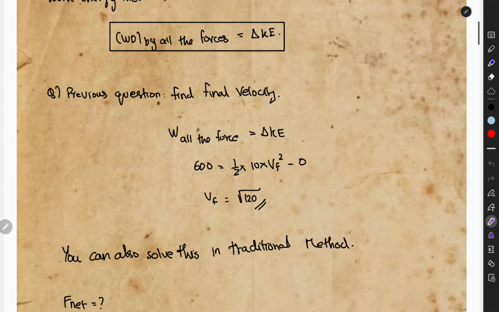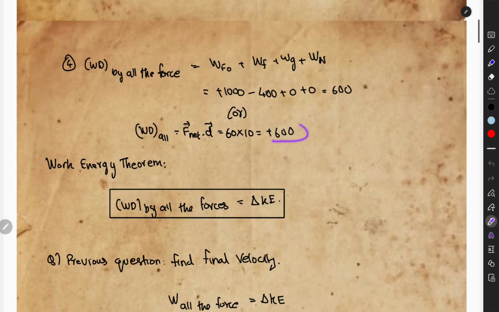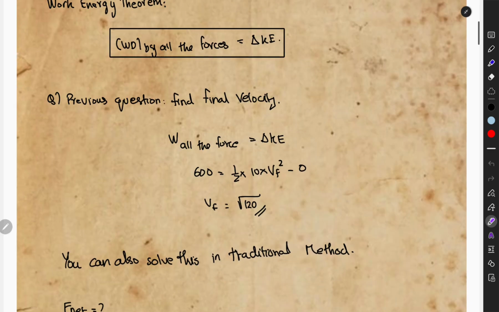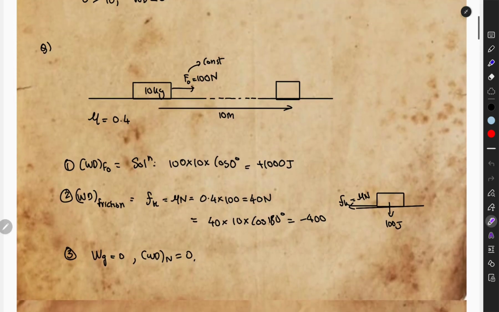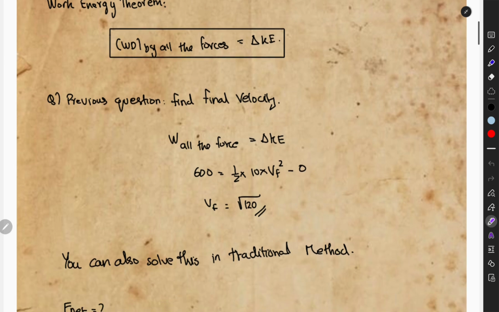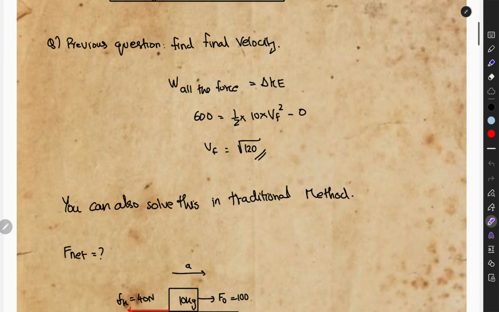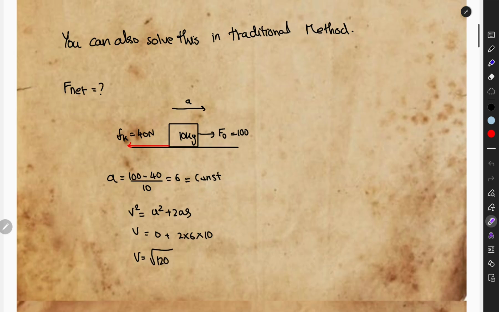For example, in the previous question, let's say they have additionally asked to find the final velocity. We have seen the work done by all the forces is equal to 600. So 600 will be equal to the change in kinetic energy. The initial kinetic energy is 0, because it starts from rest, right? Yes, it starts from rest, so initial kinetic energy is 0. So 1 by 2 m v square, in this case v_f square for final kinetic energy, and of course you can find the final velocity. It's not a big deal.